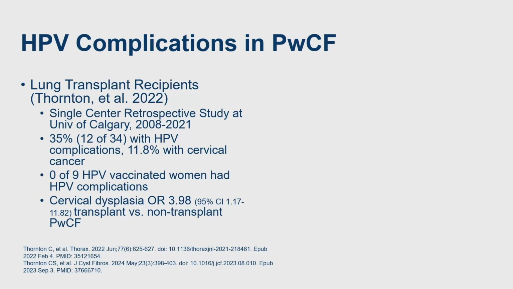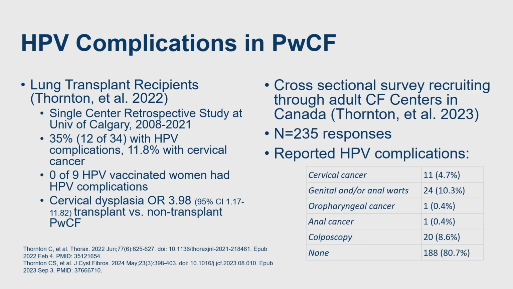In addition, there was data that came out of Calgary. So in one retrospective review with lung transplant patients, 35% of 34 patients reported HPV complications, with 11% of them reporting cervical cancer. No patients who had received HPV vaccinations had reported any complications, and overall the rate of cervical dysplasia was higher in patients who had received transplant. And in a related study conducted by the same authors, they conducted a survey of persons with CF at CF centers across Canada, and there were high rates of reported HPV complications, including cervical cancer and others.